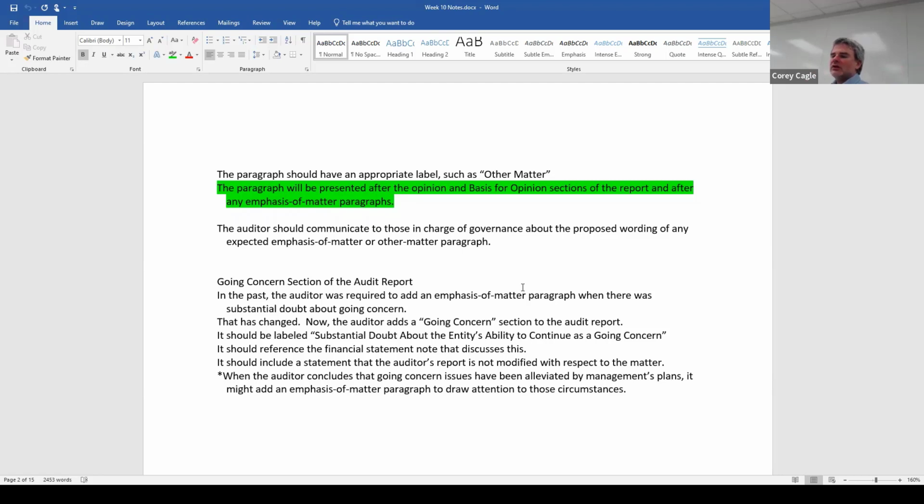We as auditors need to communicate about the proposed wording we're going to use on any of these paragraphs, kind of get their okay on it.